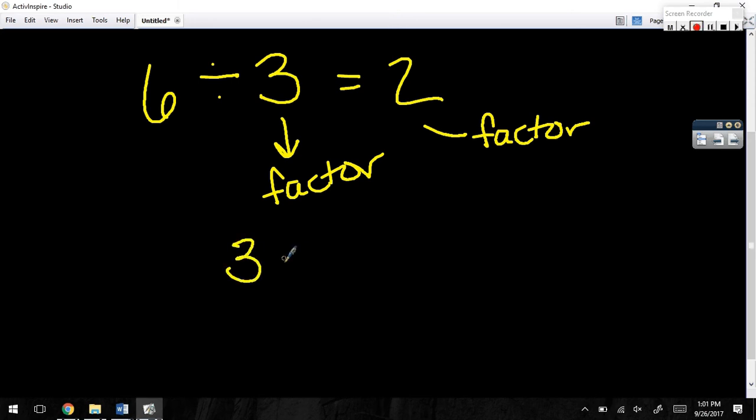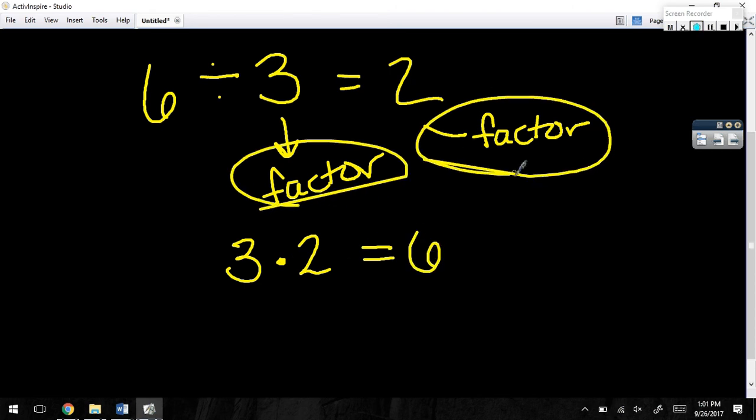So I could say that 3 times 2 equals 6. I could multiply these two factors together. So you agree that when you divide by a factor, you get another factor, right? And that those two factors multiplied together give you what you started with, right? So what if?